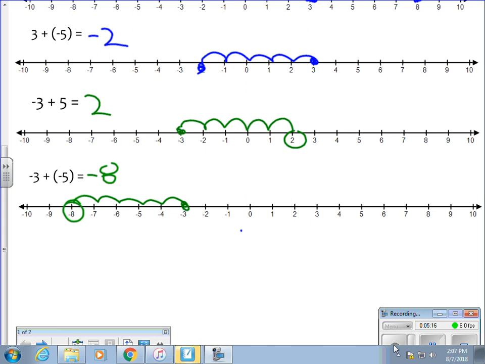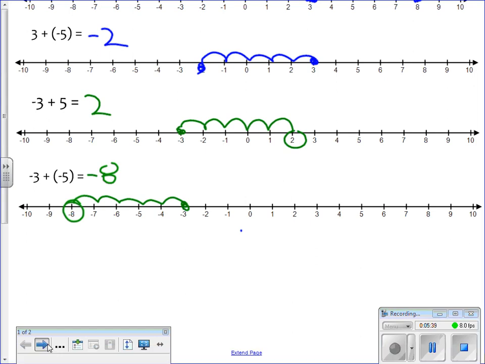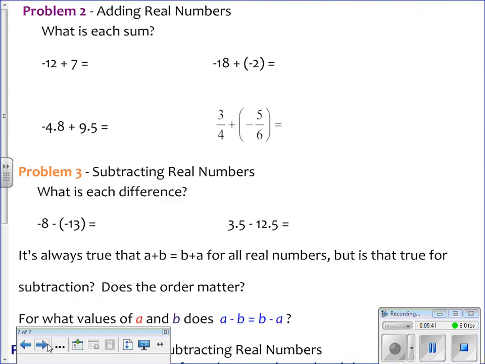Good. Okay. Once again, do I expect you to bust out a number line every time you're adding numbers? No. But if you really want to, I can provide you with a number line to do it. It does help you see it. Okay, it really does. So here we go. Next page. Okay. Adding real numbers.